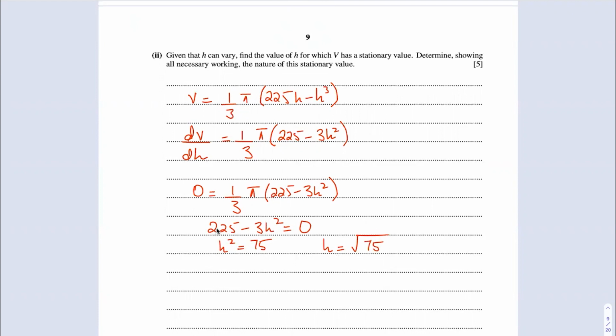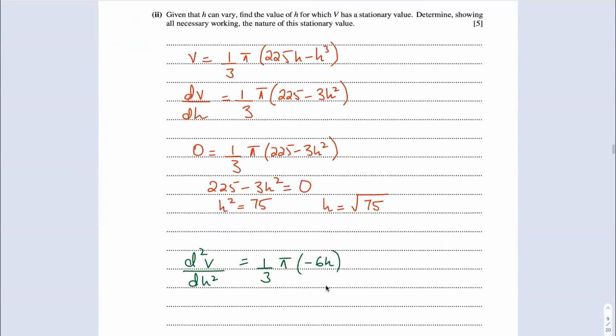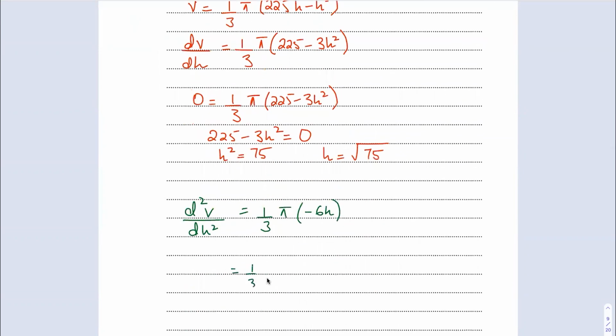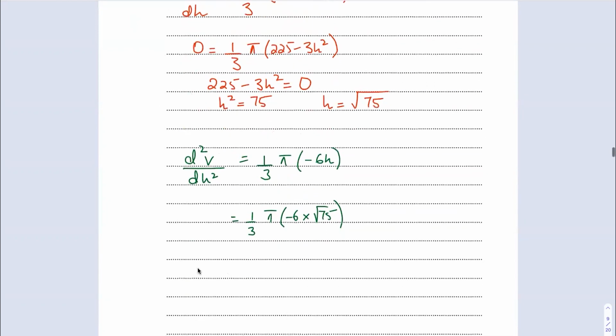For the nature of the stationary value, we'll differentiate the function again. Differentiating again, we get d²V/dh², which is equal to 1/3 π, which will again remain as it is. The 225 will become a 0, and differentiating −3h², we get −6h. Substituting the square root of 75 over here, we get 1/3 π into −6 into the square root of 75. Now, as we have a negative value, we know that the double derivative will be less than 0, which means that this will be a maximum point.